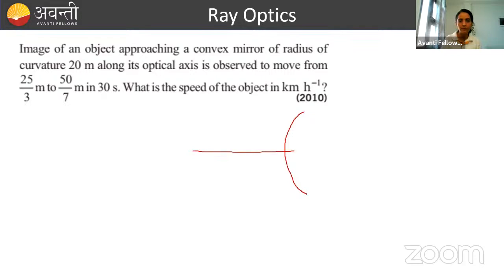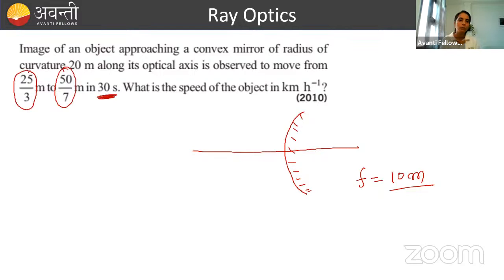Yes, there is a convex mirror like this. This side is silvered, right? And what is happening? Radius of curvature is given, that is focal length is equal to 10 meter. And its image is moving from 25 by 3 to 50 by 7 in 30 seconds.